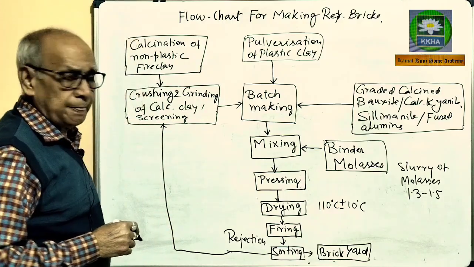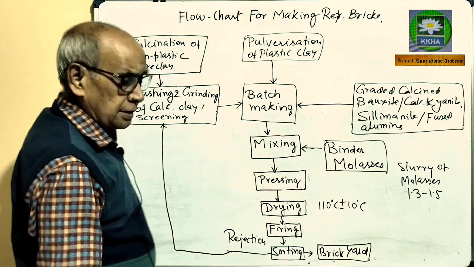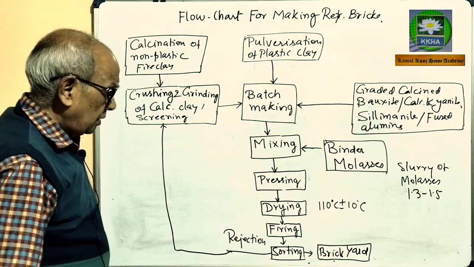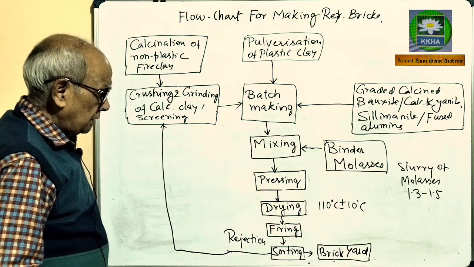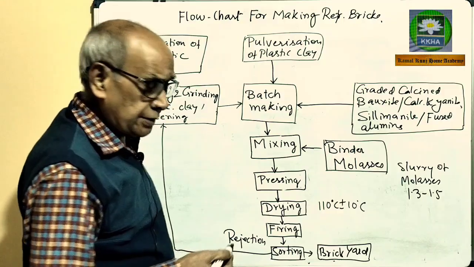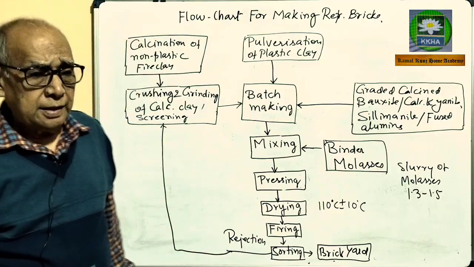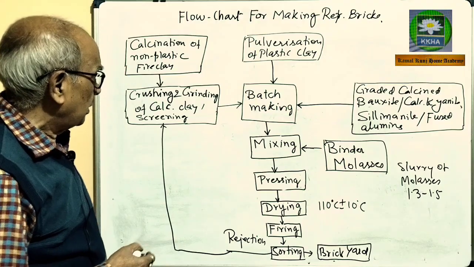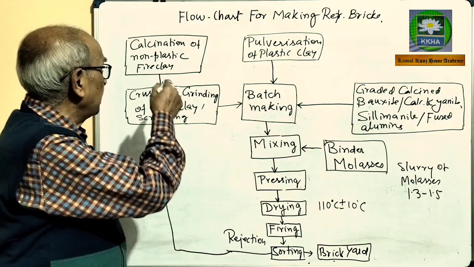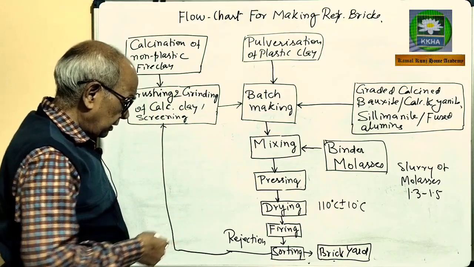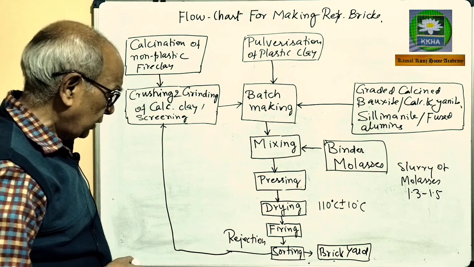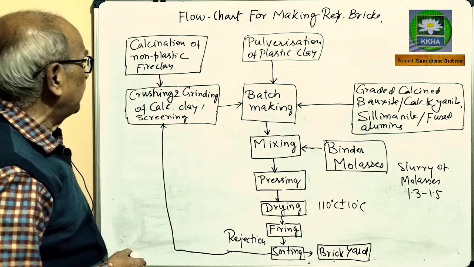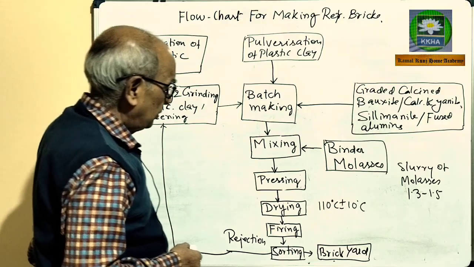Part of the calcined clay is replaced with rejected bricks grog. Sometimes fireclay bricks are also salvaged from plants, for example steel plants. In that case, you can totally replace calcined clay with the used fireclay brick grog. So you can replace calcined clay partly or totally with used fireclay bricks, if available. So this is the flowchart for making fireclay bricks and alumina bricks.